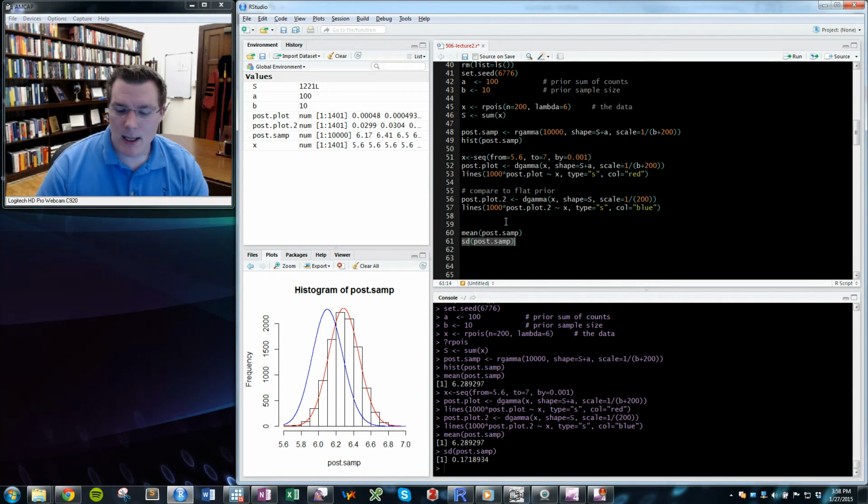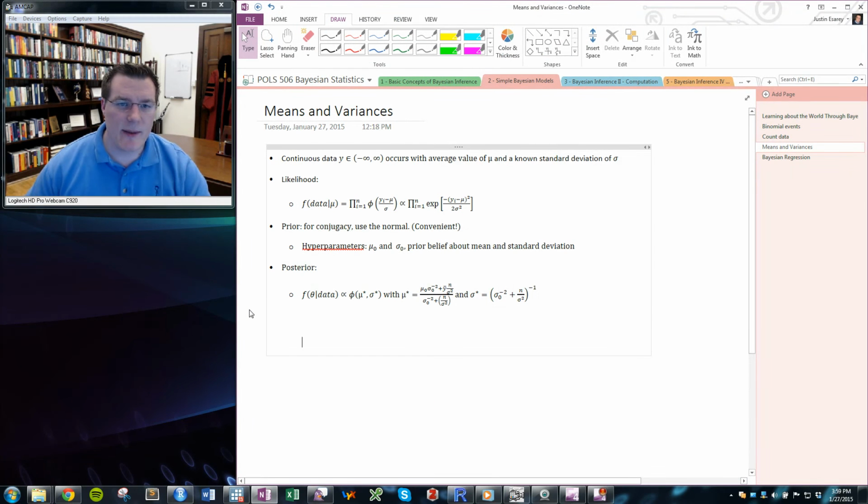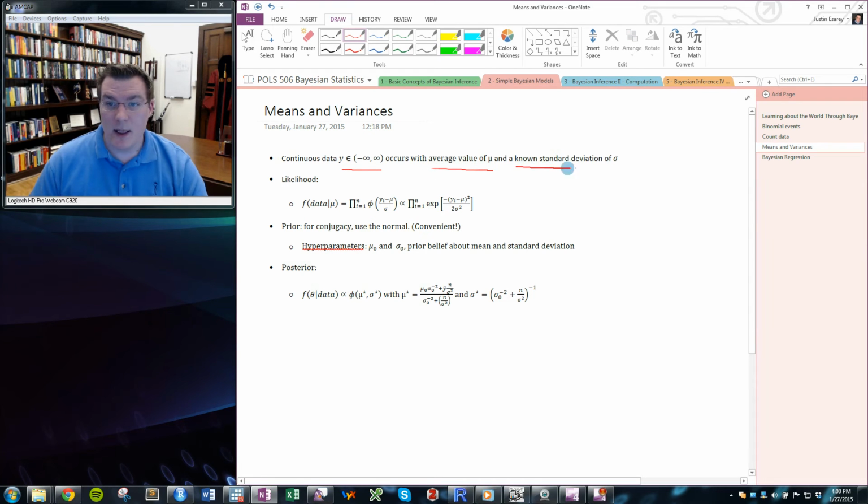All right. Now let's take a look at continuous events, or continuous variables. That is to say, variables that range from negative infinity to infinity and everything in between. So now we're going to talk about continuous data, and I've denoted this continuous variable as y, ranging from negative infinity to infinity with an average value of mu, and we're going to start with a known standard deviation of sigma.